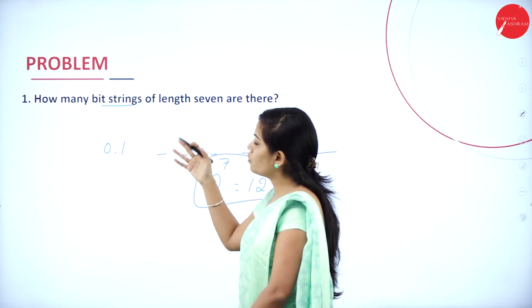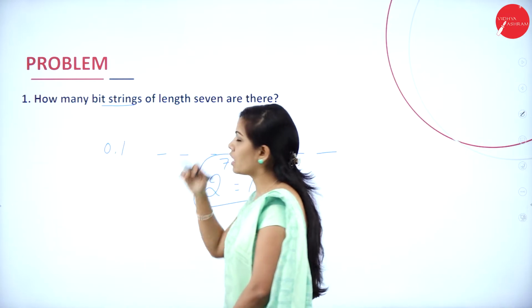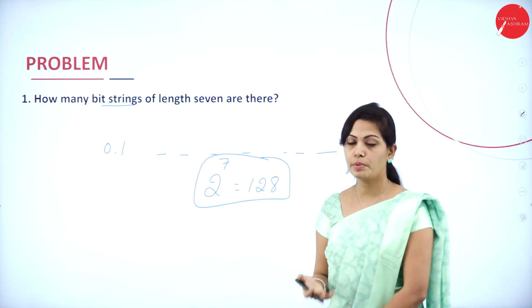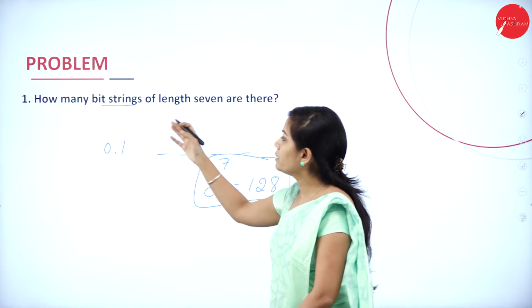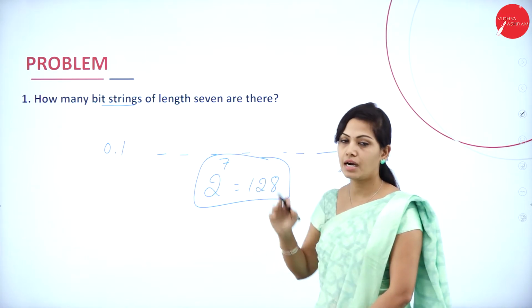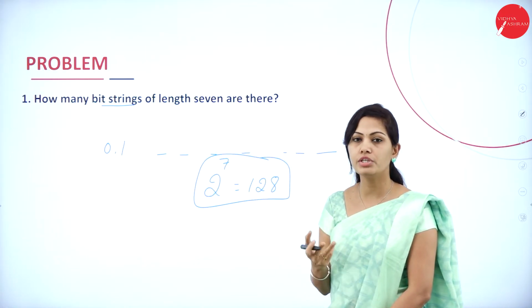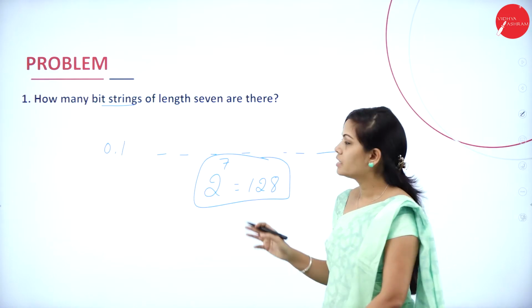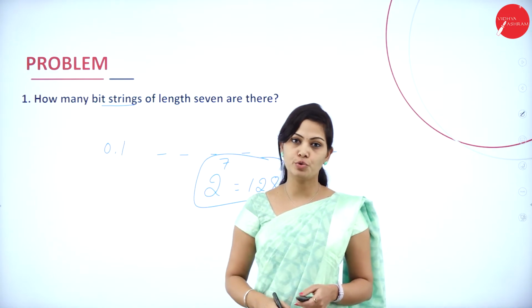Then how many bit strings of length 6 are there? So 2 power 6 is equal to 64. How many bit strings of length 3 are there? So 2 power 3 is equal to 8. So this type of question you can expect for 2 marks.